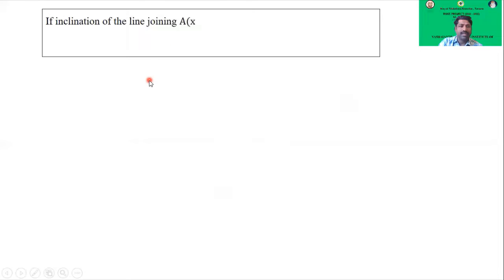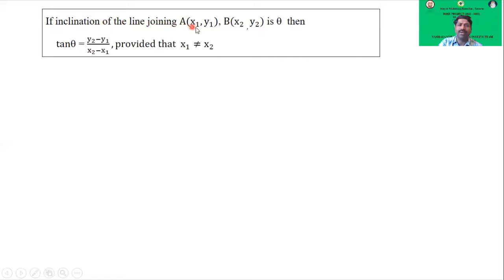If the inclination of the line joining the points (x1, y1) and (x2, y2) is theta, then tan theta, the slope of the line, is the difference between the y coordinates upon the difference between the x coordinates, provided that x1 is not equal to x2. So this denominator must be different from 0.